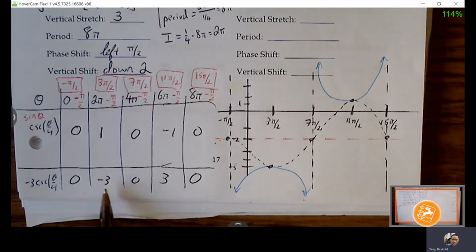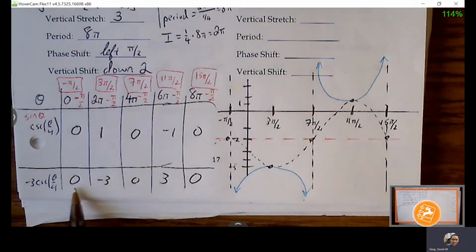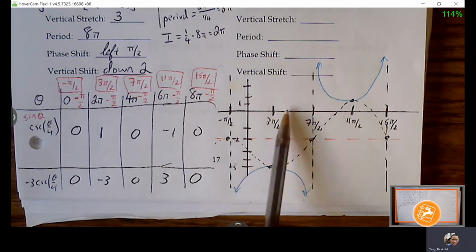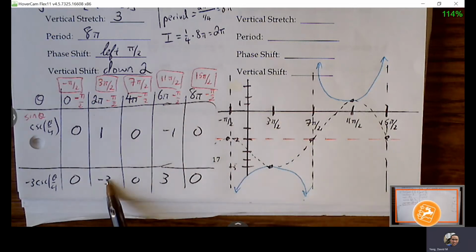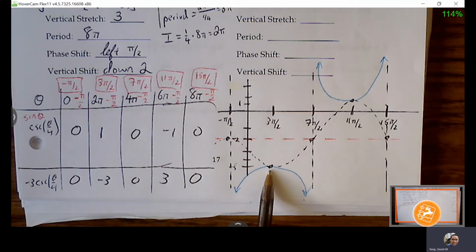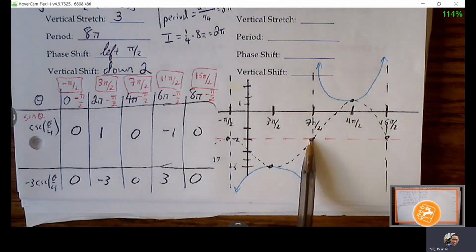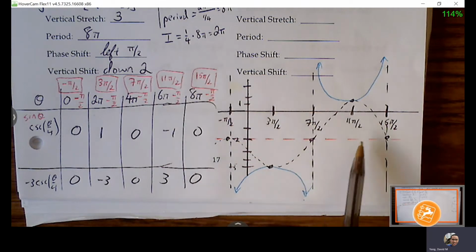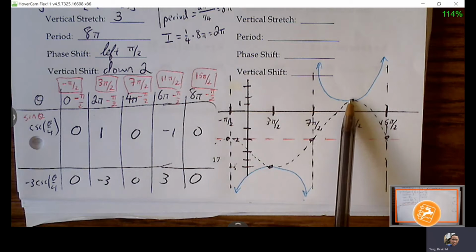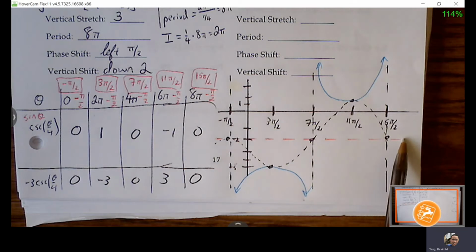Again, these values are just going to be distance from your dotted line. So at negative pi over 2, we're going to be right on the dotted line, 0 units away from the dotted line. And then at 3 pi over 2, we're going to be 3 units down from the dotted line. So 1, 2, 3, all the way down to negative 5. At 7 pi over 2, we're going to be back to 0, back to the dotted line. At 11 pi over 2, we're going to be 3 units up from the dotted line, so all the way up at 1. And then at 15 pi over 2, we're going to be back at the dotted line.